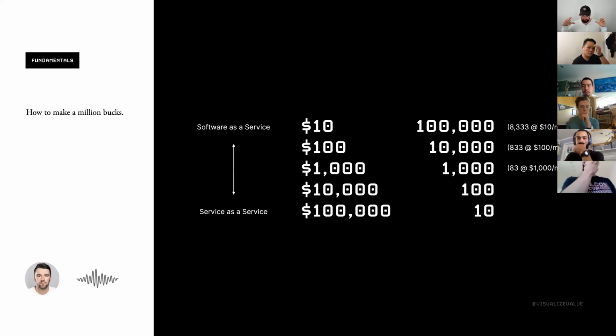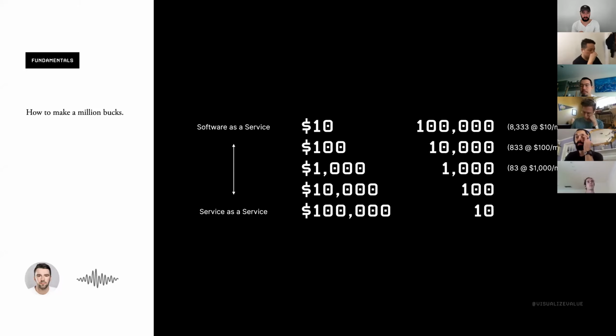So if we look at this through the lens of how you reach $1 million in revenue, I find this a helpful exercise just to set perspective. If you're selling a $10 product, you need to sell it to 100,000 people to make $1 million, right? 100,000 people is a lot of people. And if you are able to change that dynamic to get people to pay you $10 a month, you need 8,333 people over the course of a year to pay you $10 a month to make $1 million of revenue.